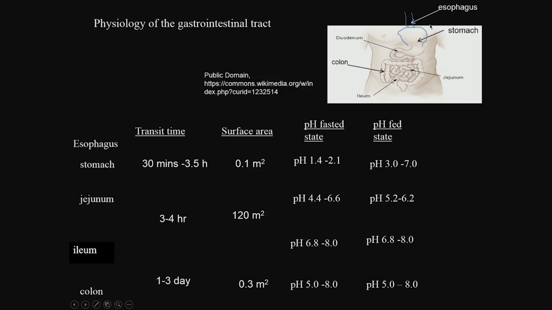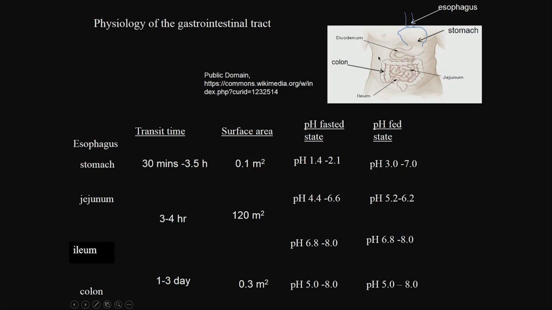Okay. So, for example, if you look at the esophagus and stomach, transit time in the esophagus could be very fast, 30 minutes, then goes to 3.5 hours. The surface area is 0.1 meter square, pH is very low, 1.4 to 2, and when it is fully fed it could go up to 3 to 7. Now, if you look at the jejunum, that is, we call it small intestine, 3 to 4 hours. Look at the surface area, tremendous, 120 meter square, and then the pH is higher, 4.4 to 6.6, and then fed 5.2 to 6.2. If you look at the ileum here, pH is 6.8 to 8.